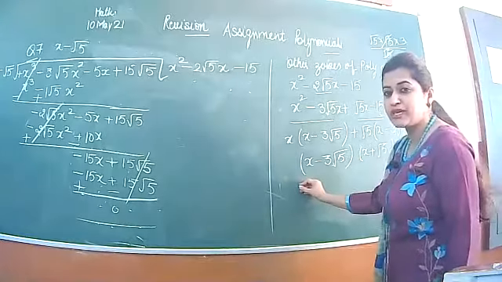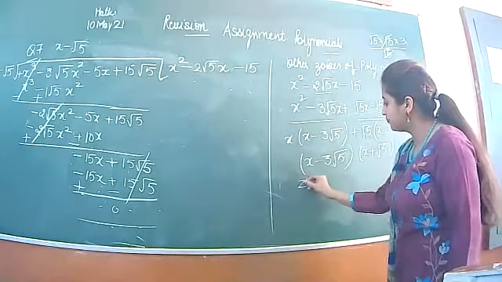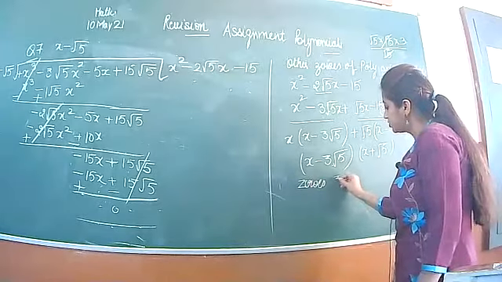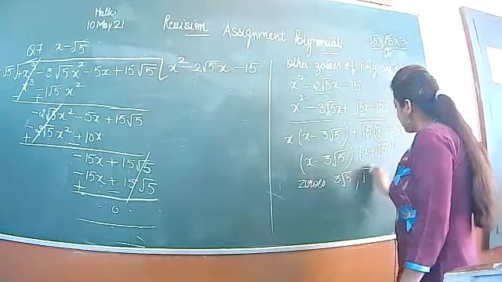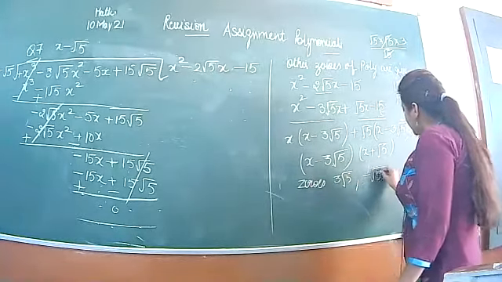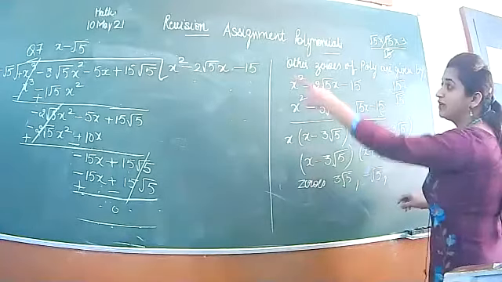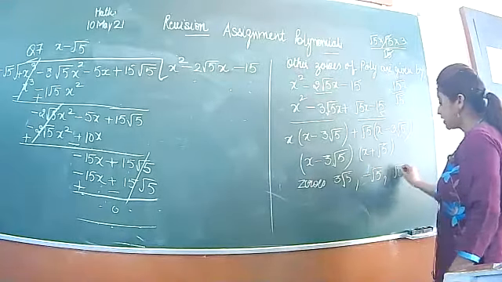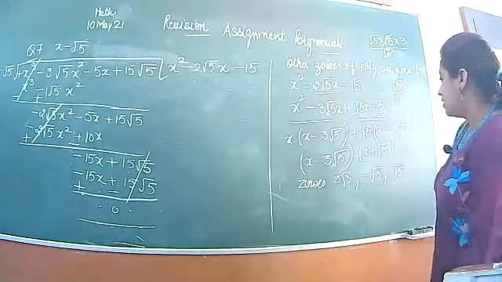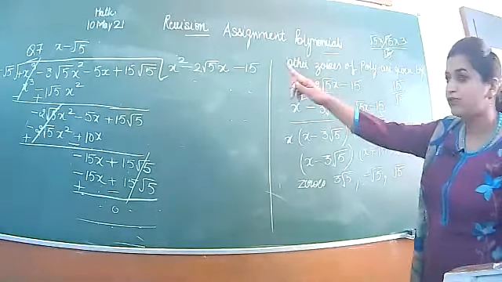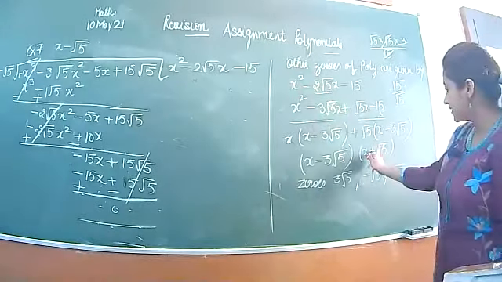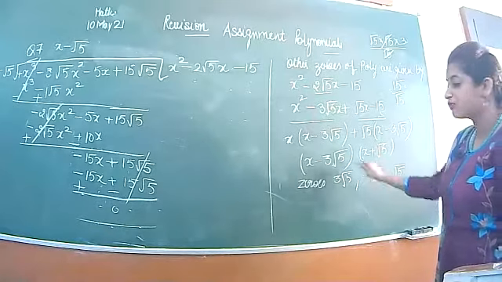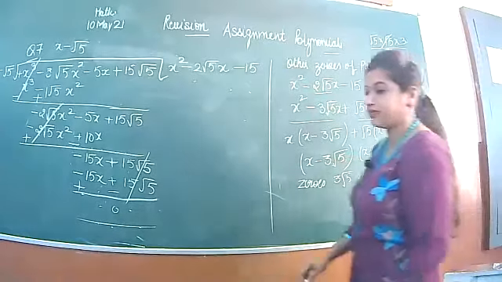So zeros are 3 root 5, minus root 5, and 1 zero is given, that is root 5. So total 3 zeros are given. 1 was given, that is root 5. From here I have got minus root 5 and from here this is 3 root 5.